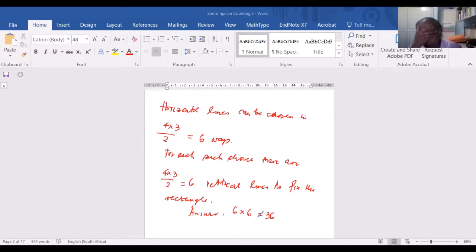Okay, so to count here, we have to count how this rectangle is constructed. To construct it, you have to choose the horizontal lines, and then having chosen the horizontal lines, you choose the vertical lines. See? Okay, so that is the solution to that problem.